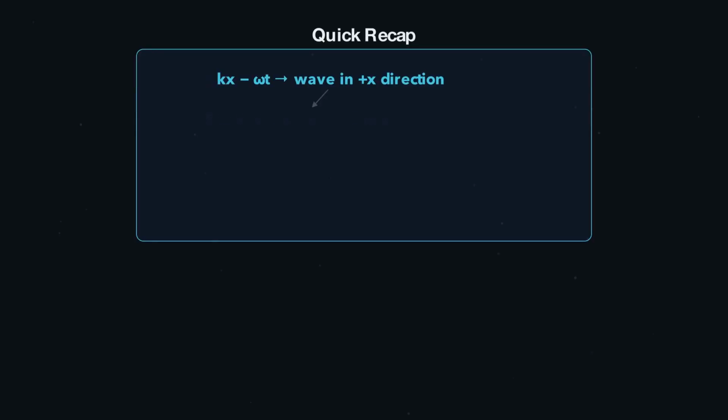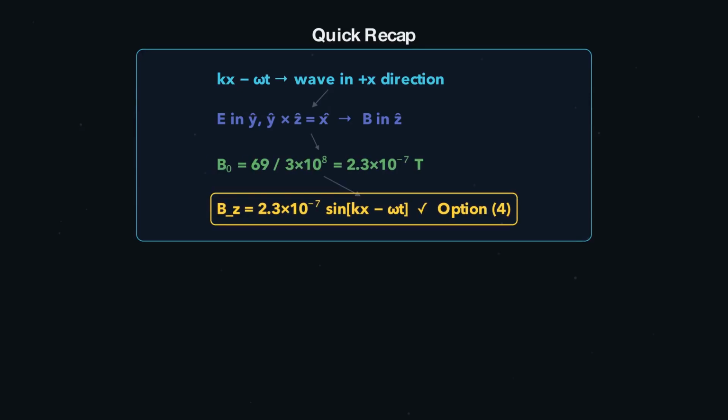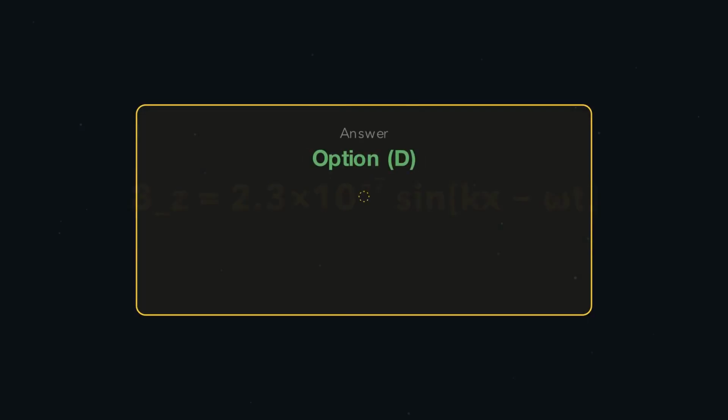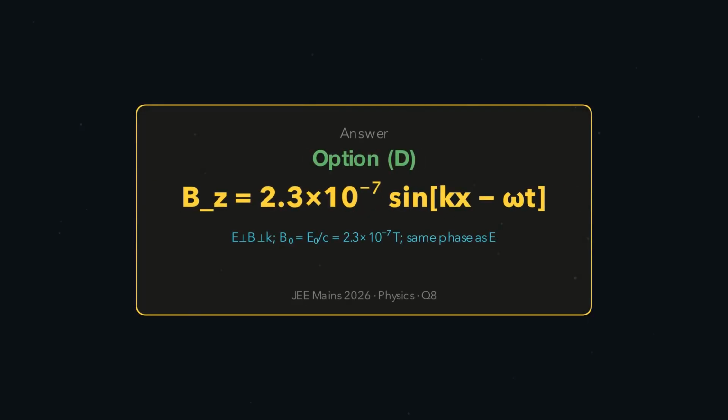E naught is 69 volts per meter, and c is 3 times 10 to the 8. Dividing gives us 2.3 times 10 to the minus 7 Tesla. That's about 300 million times smaller than the electric amplitude. The phase is unchanged. In a free electromagnetic wave, E and B are always in phase. So we keep the same argument, kx minus omega t. The complete expression is Bz equals 2.3 times 10 to the minus 7 sine of that same phase.